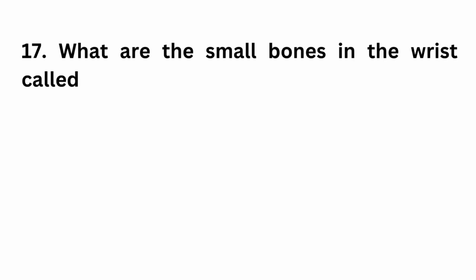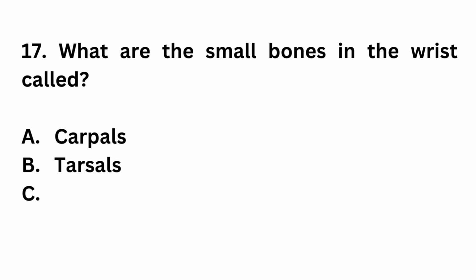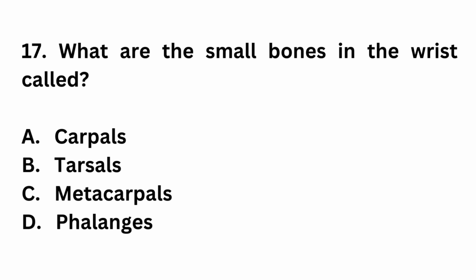17. What are the small bones in the wrist called? A. Carpals. B. Tarsals. C. Metacarpals. D. Phalanges. The answer is A. Carpals.